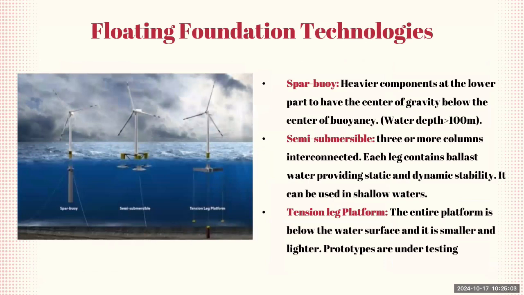Now let's talk a bit more about the floating foundation technologies. So we have the spar buoy, which is on the left here. Heavier components at the lower part keep the center of gravity below the center of buoyancy. And then we have the semi-submersible, where three or more columns are connected together. Each leg contains ballast water providing static and dynamic stability. It can also be used in shallow waters.